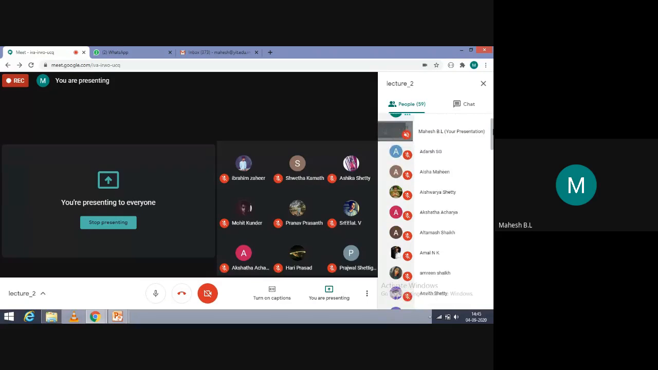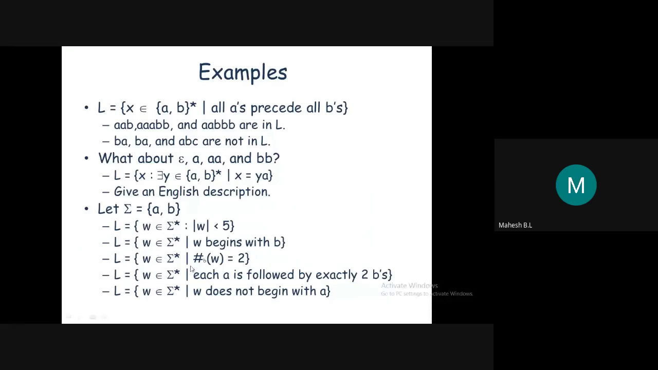Okay, let it be. Now, some are having problems in understanding this hash. So here, see the third language: L is equal to W belonging to sigma star, hash B of W is equal to 2. That is, you can write a string of A's and B's, but only those strings belong to L where B occurs exactly twice in the string. So if I say A, B, B, how many times does B occur? Exactly 2 times. That means A, B, B belongs to L.